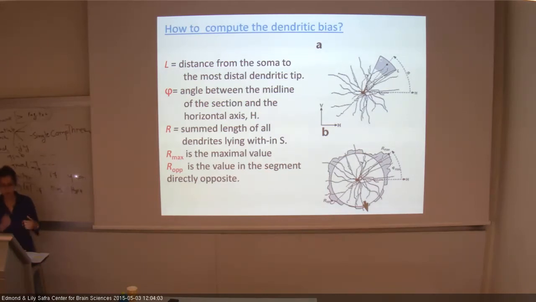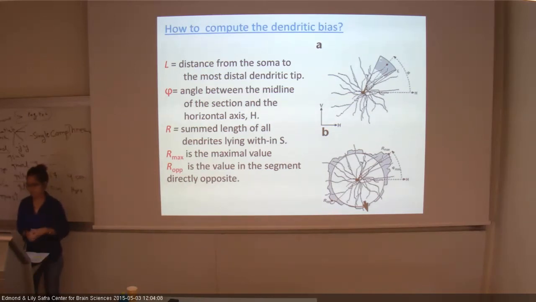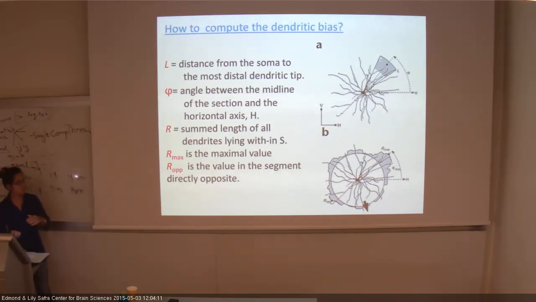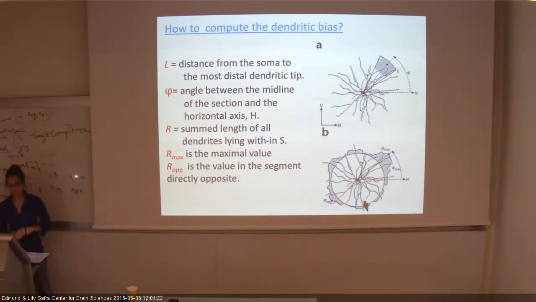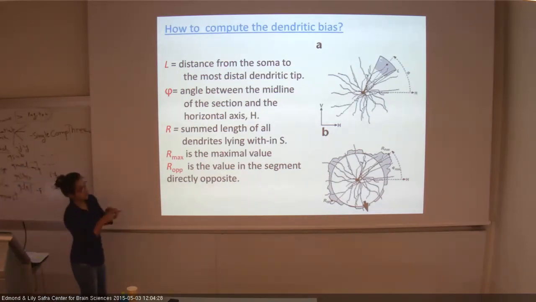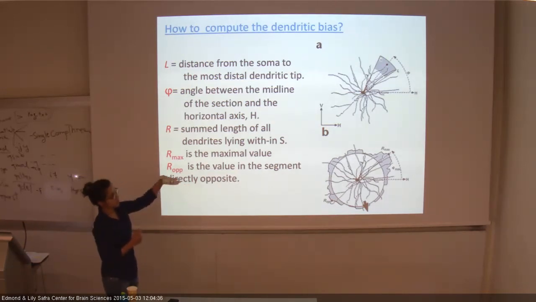Now in this, they wanted to calculate the dendritic bias or the asymmetry in the dendrite. So this is the projection of that 3D reconstruction of a neuron on a 2D surface. In this, the black dot in between is the soma, and L is the distance from the soma to the most distal dendritic tip. That cone is of 30-degree angle, and that shaded area is 1/3 of L, and phi is the angle between the mid of the section and the horizontal axis, and R is the sum of the dendrites within that gray shaded region.